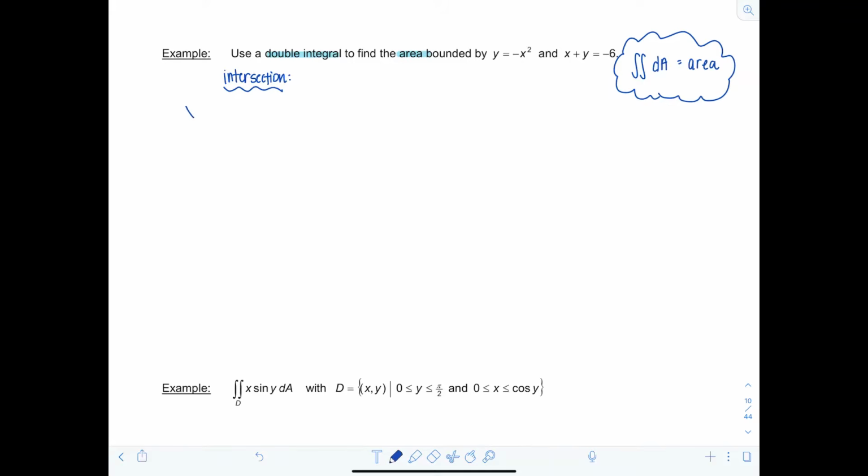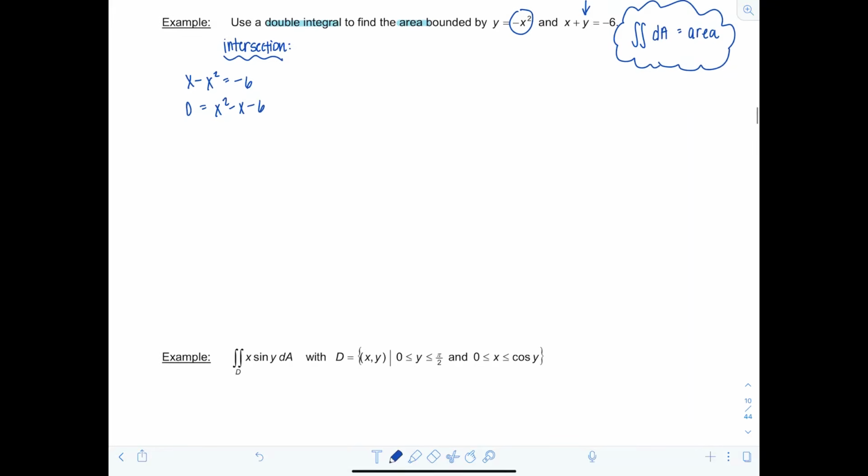So we're going to have x. I'm going to substitute in for y negative x squared. Sound good? So x minus x squared equals negative 6. I'll set everything to 0. So 0 equals x squared minus x minus 6. And lo and behold, it factors. So x minus 3 times x plus 2. So we get x equals 3 and x equals negative 2.